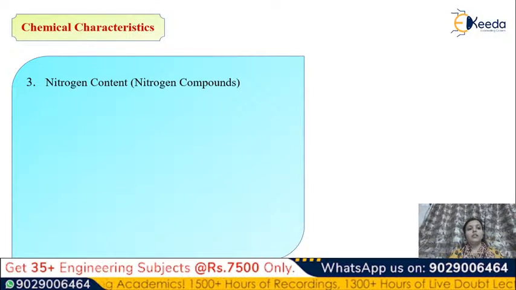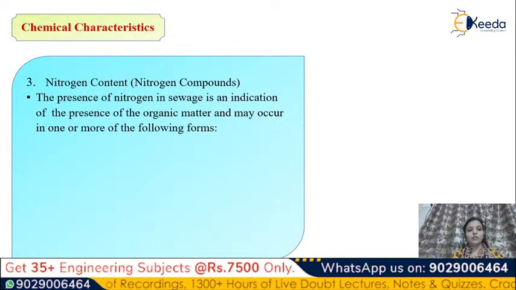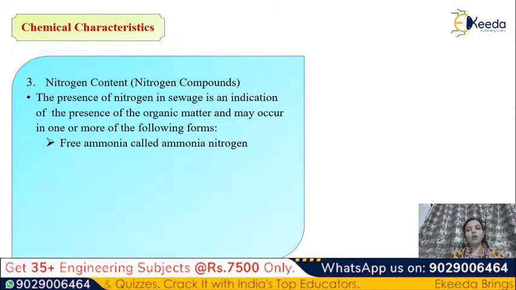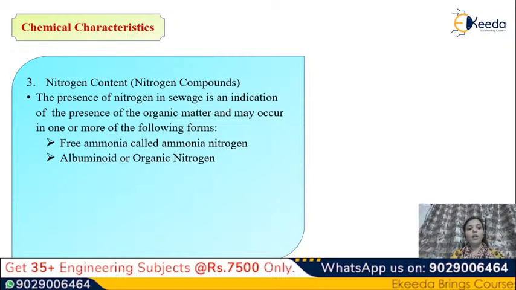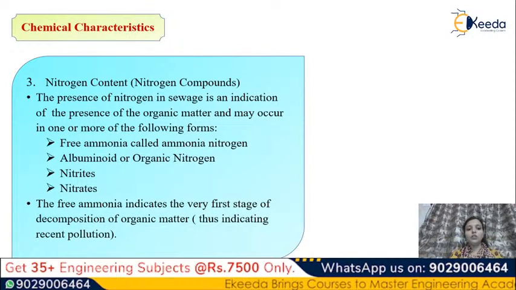The next chemical characteristic is nitrogen content or nitrogen compounds. The presence of nitrogen in sewage is an indication of the presence of organic matter and may occur in one or more of the following forms. Nitrogen is not available as free nitrogen, but in compound form: the free ammonia, called ammonia nitrogen, the albuminoid or organic nitrogen, the nitrites, and nitrates. These are the forms of nitrogen.